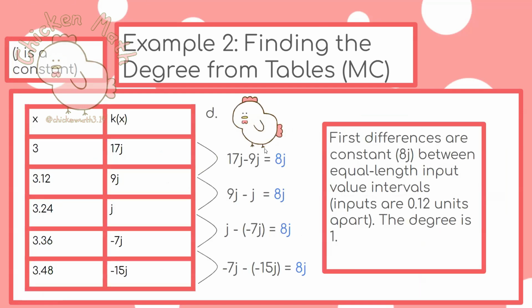All right, lastly, we have option D. So j is a constant, so keep that in mind. But we're just going to treat it the same as all the other tables. So K of x, we're going to find the first differences, 17j minus 9j, 9j minus j, j minus negative 7j, and negative 7j minus negative 15j. And again, our input values are equally spaced. So because these first differences are constant, that means K of x will have a degree of 1, which means D is also an option.